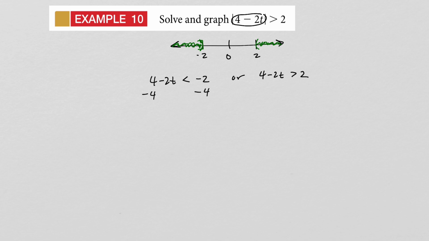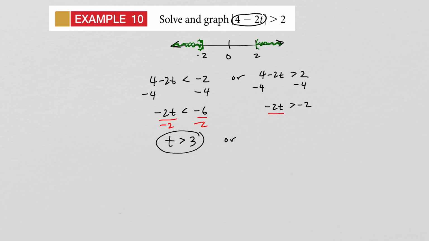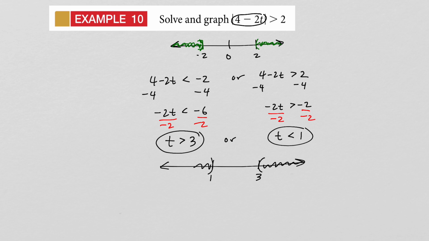So if we subtract 4 from both sides, and then divide by negative 2, remember, when you divide by a negative, it's very important you remember to switch the inequality symbol. So we get t is greater than 3, or the other one here, if I subtract 4, we get negative 2t is greater than negative 2, and then divide by negative 2. Again, when you divide, you have to switch the inequality, and we get t is less than 1. So on a number line, remember, here's 1, here's 3. Greater than 3 is over here. Less than 1 is over here. So in interval notation, we have this.